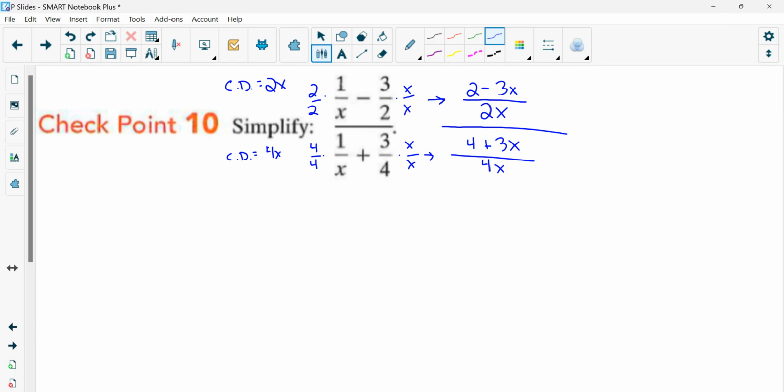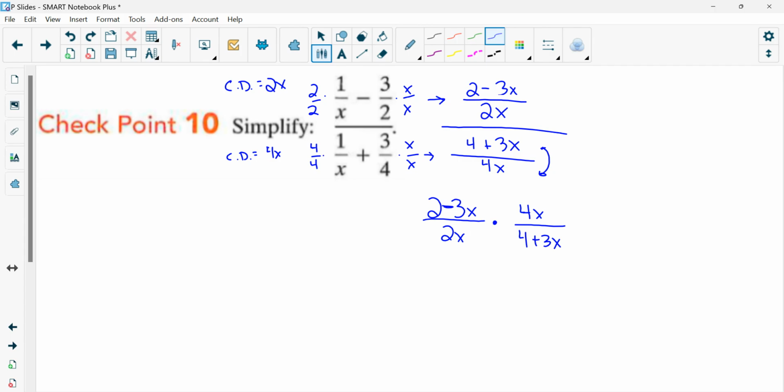So we're dividing two fractions, which means we're going to have to do what little strategy? Keep, change, flip. So I'm going to keep the top fraction the way it is, 2 minus 3x over 2x. Changing that division to multiplication, and then I have to flip my second fraction. So it would be 4x over 4 plus 3x. So it's now a multiplication problem.